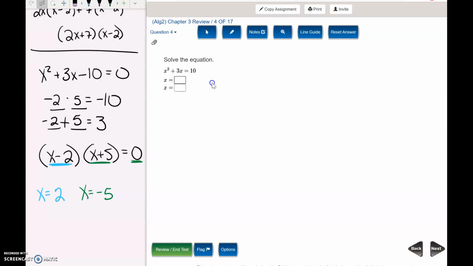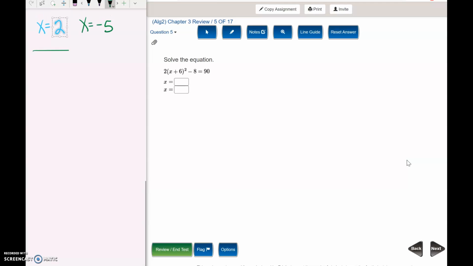There's no math keypad, it's just your own normal keyboard. X is 2. And x is negative 5. Don't put any spaces between the minus and the number, just minus sign, 5, call it good. And it's set so that even if you put negative 5 here and 2 here, it will still count that as correct.